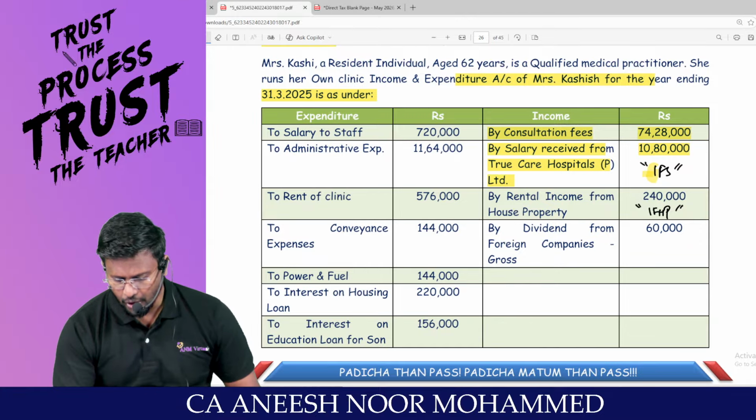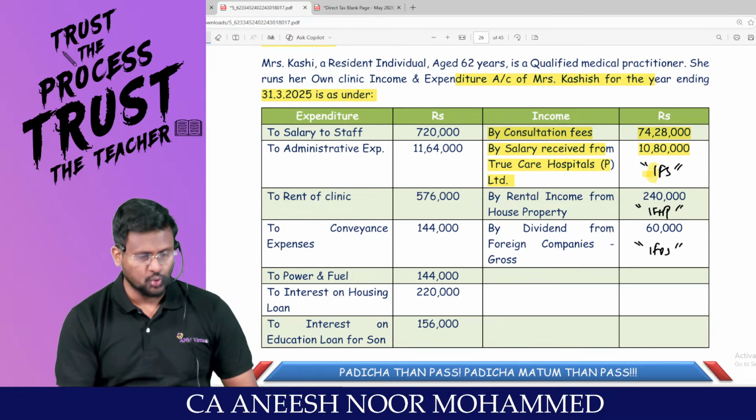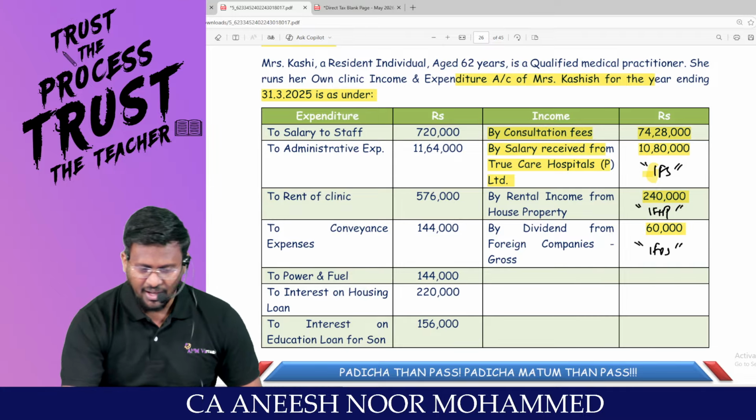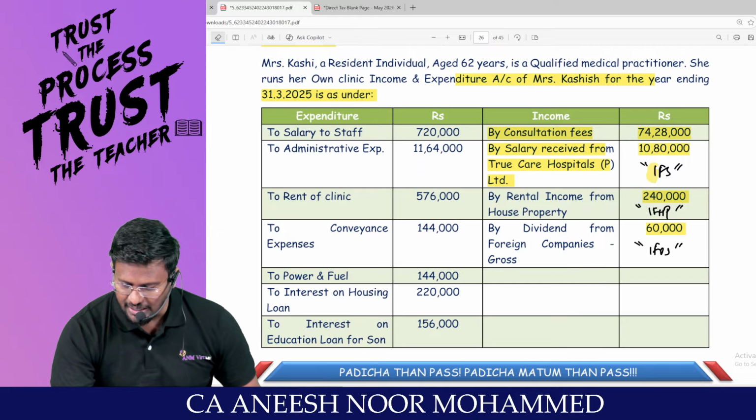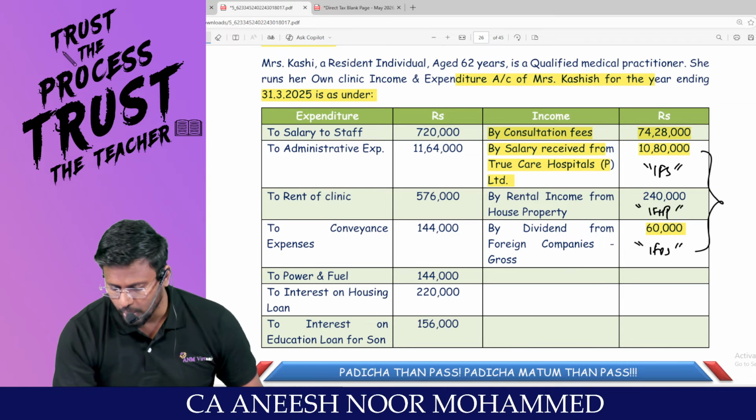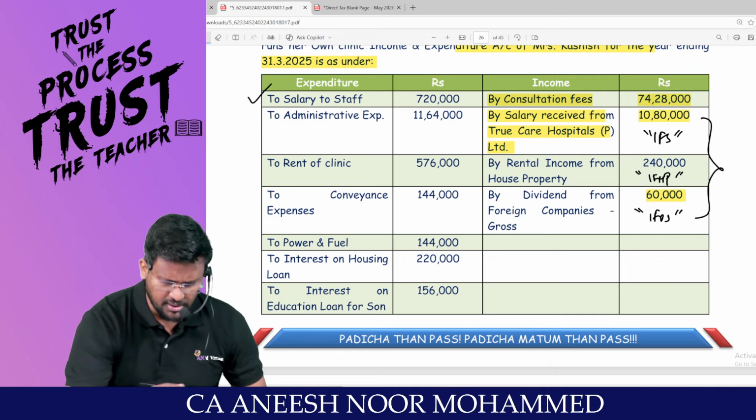Dividend from foreign company gross, this has to be included in IFOS. Super. Three different income heads have been given: salary, house property, IFOS, but everything has been credited to the PGBP. This is an impurity for the PGBP, so we have to remove it and include it in the respective head.